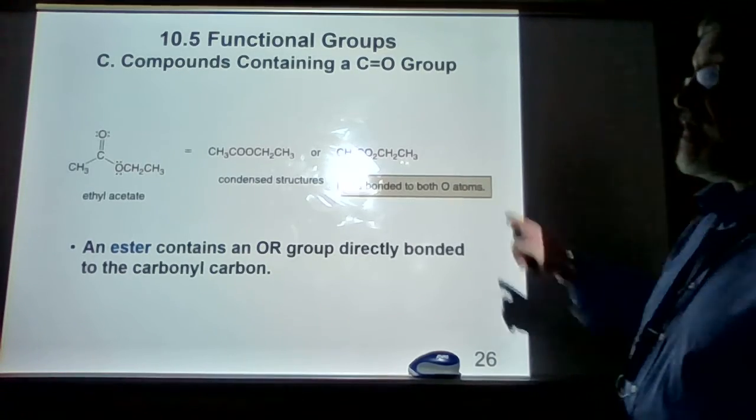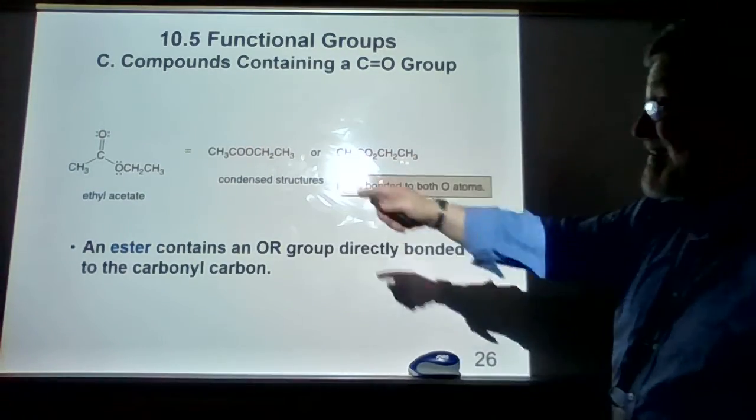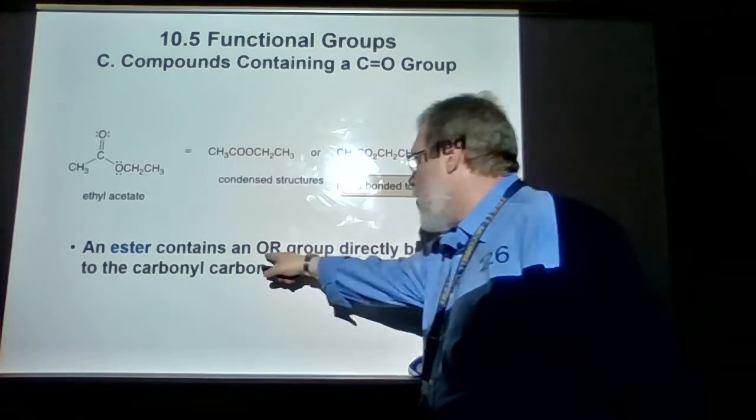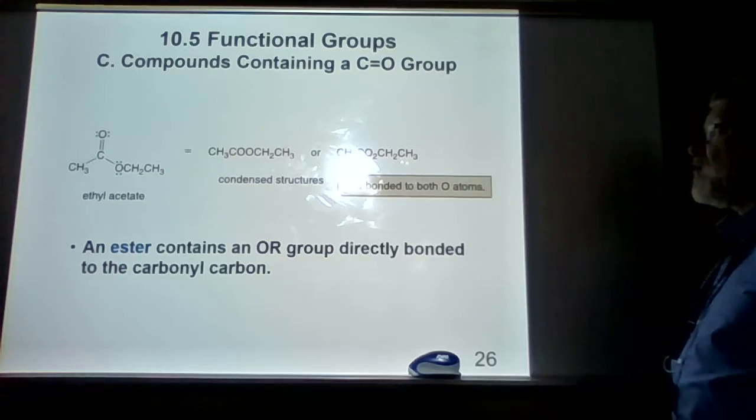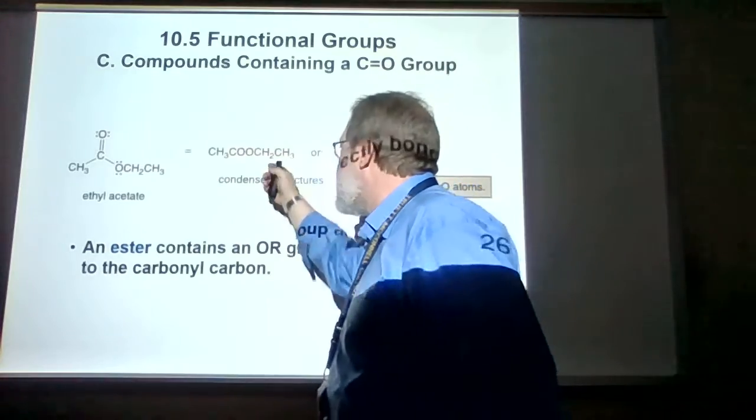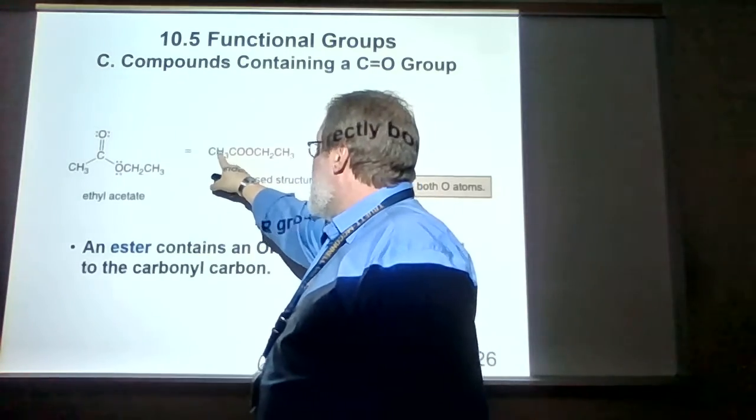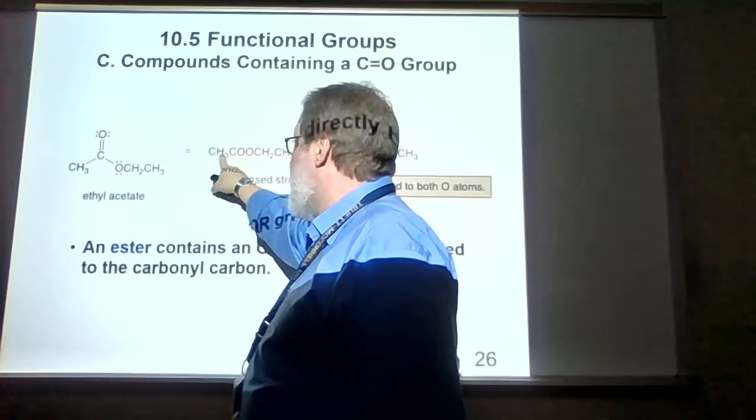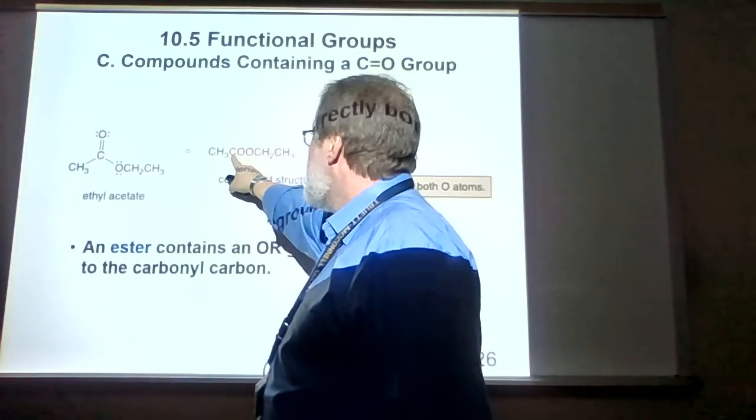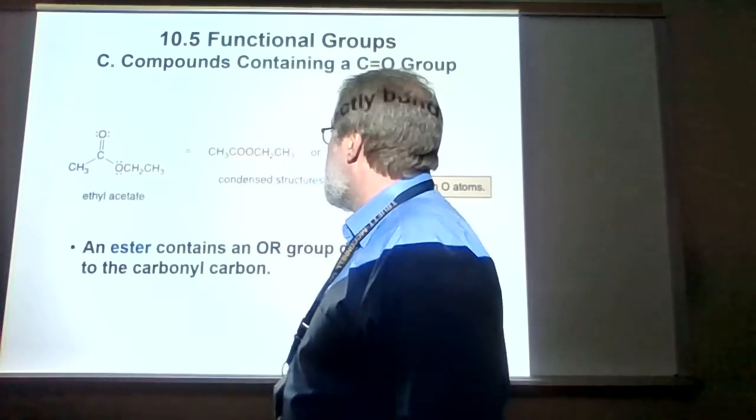Ester groups, again, C double bond O, O carbon-containing group. This is ethyl acetate. The ester group contains the O carbon-containing group directly bonded to the carbonyl group. We walk from this semi-expanded structure to the condensed structure. We've got the CH3. Carbon is attached to 3 hydrogens, which appear to the right of it. This carbon is also attached to the carbon of the carbonyl. Put the double bond O, saying this oxygen is double bonded to that carbon.